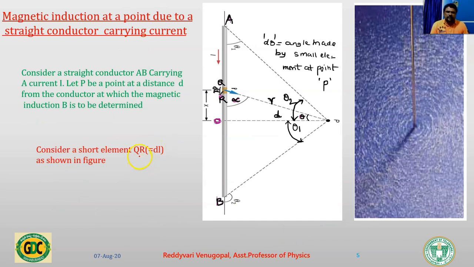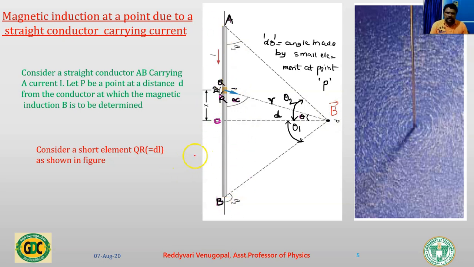Now let us discuss the applications part. So just observe here. Now we are going to find out the magnetic field induction at point P due to the straight current carrying wire. Okay. So consider a straight current carrying wire AB like this, and let P be a point at a distance d from the center of the current carrying conductor, and at P we need to find out the magnetic field induction B bar due to this current carrying wire.